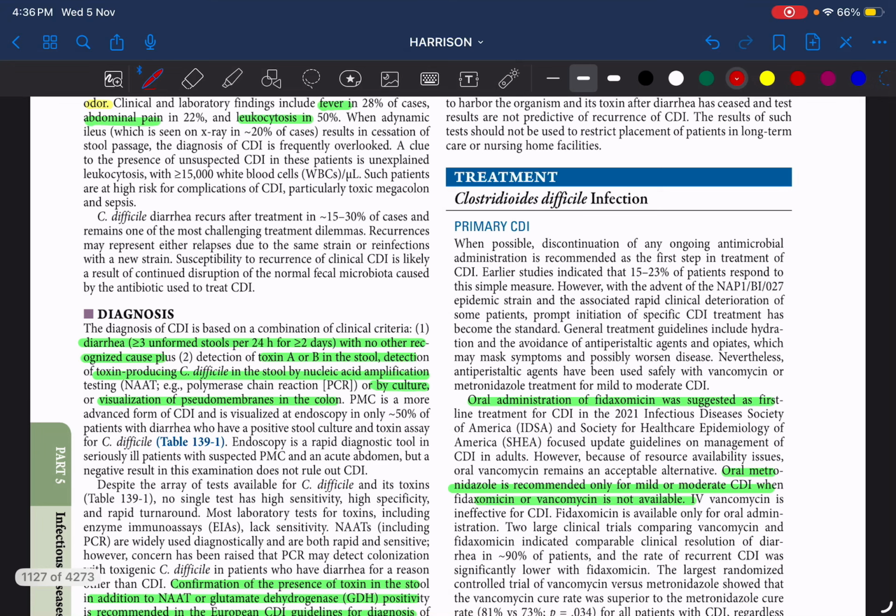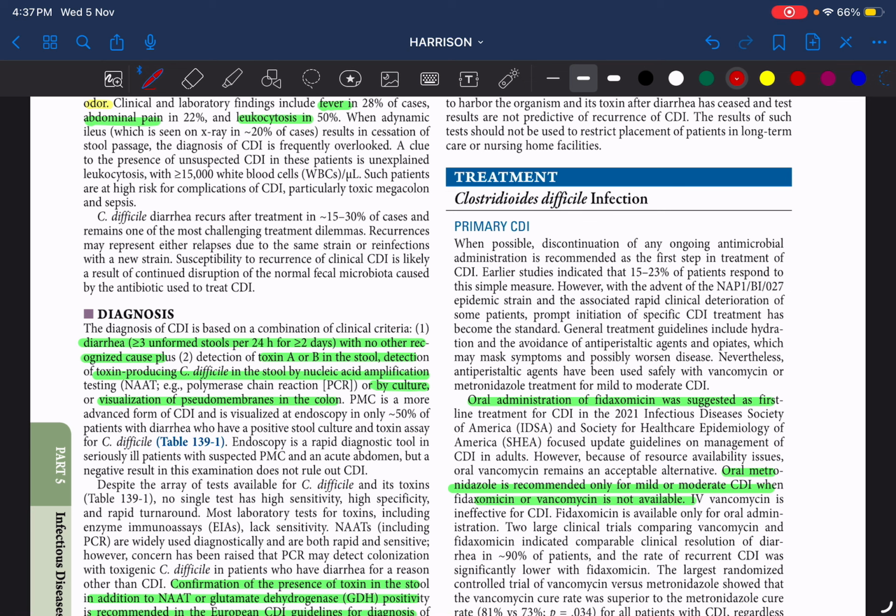Coming to the diagnosis, this is the diagnostic criteria to establish a diagnosis for CDI. Number one, diarrhea, more than or equal to 3 unformed stools per 24 hours for more than or equal to 2 days. That is the definition for diarrhea, with no other recognized cause. Number two, we have to detect toxin A or toxin B in the stools, or use toxin-producing Clostridium difficile assays like the NAT, that is nucleic acid amplification test, or PCR, or culture, or we have to visualize the pseudomembranes in the colon.